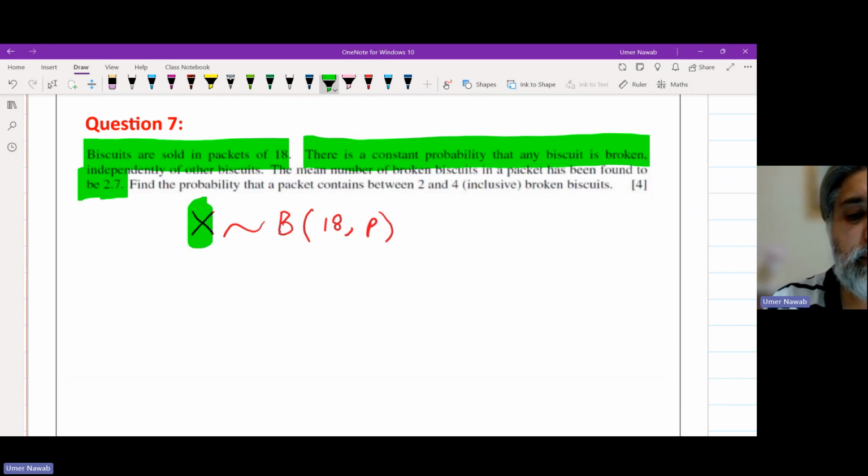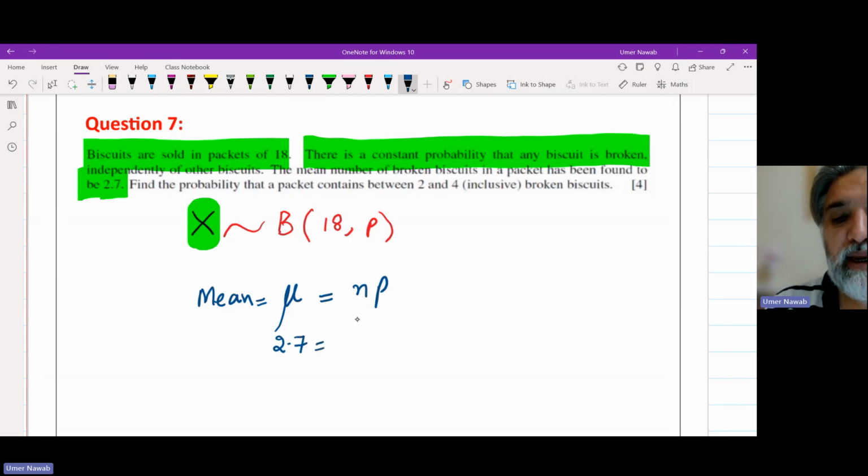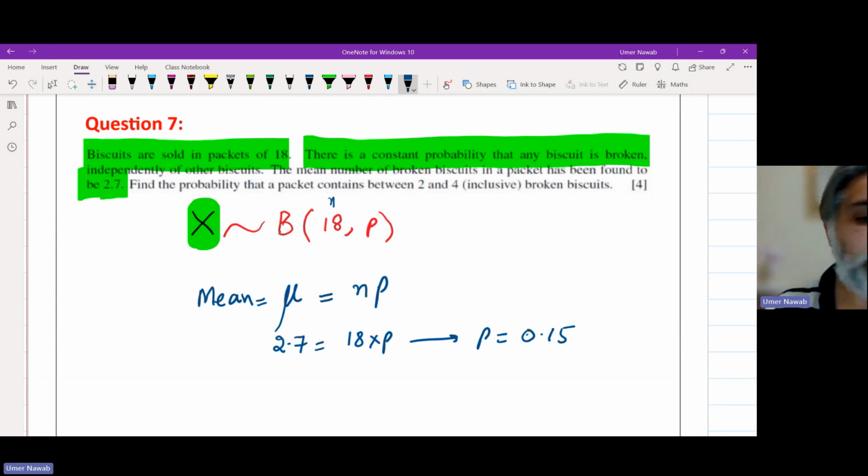Now X represents the number of broken biscuits. And mean is given by him. Mean, which is represented by mu, and in the formula sheet you can also see it is equal to NP. Mu is 2.7, and the probability of success is required. Number of trials is 18. I can easily find the probability of success, 0.15.